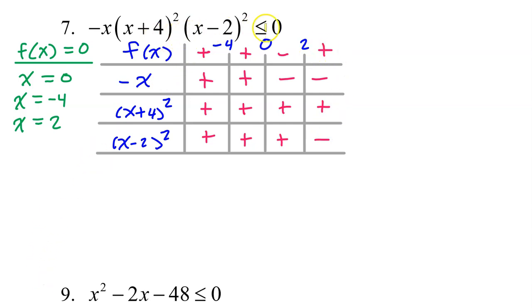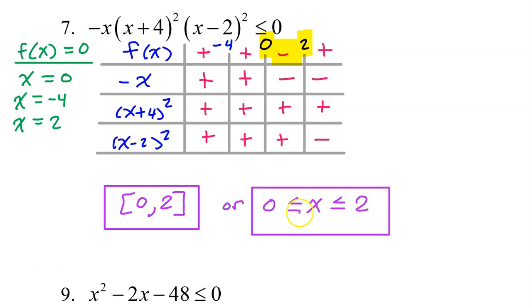We are looking for the x values that cause this polynomial to be less than or equal to 0. So we are interested in the interval where f of x is negative, that's less than 0, but because of the or equal to, we will include the 0 and the 2. When we write the solution, we will show that 0 and 2 are included with a bracket. And here's how the solution would look as an inequality.